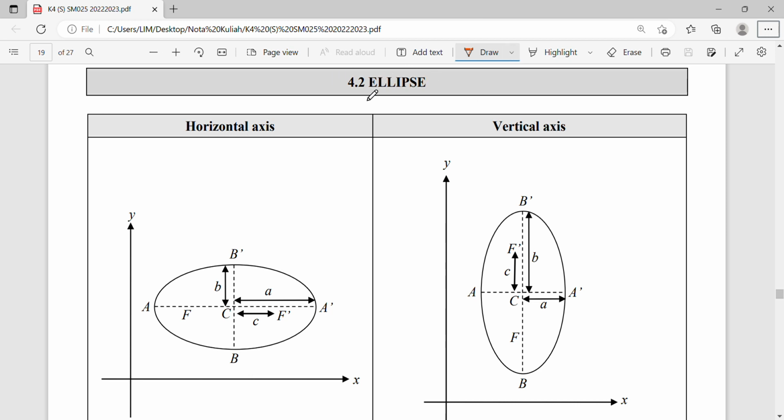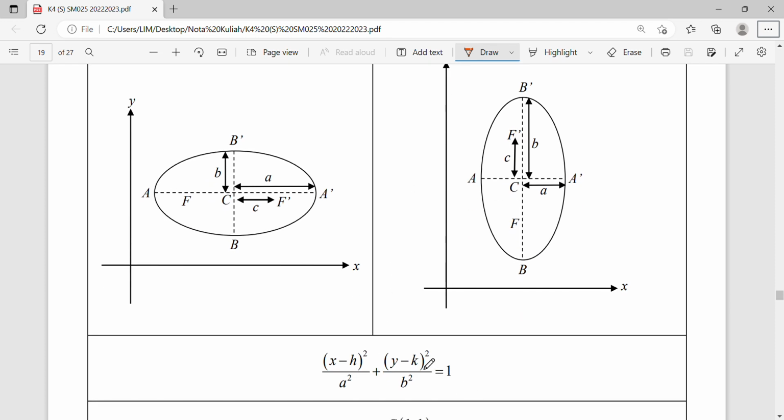Okay, so for ellipse, the standard form of the equation only has one, which is x minus h squared over a squared, and then y minus k squared over b squared equals to 1. So here it must be equal to 1 at the right hand side. So this is our standard form.